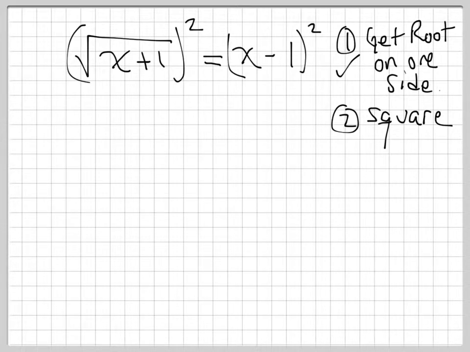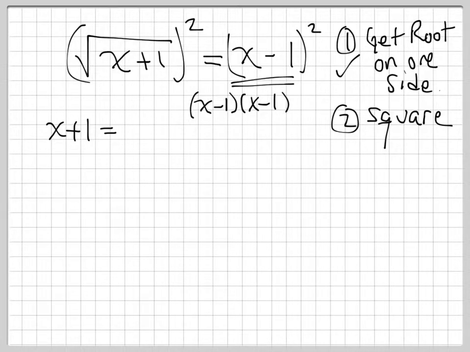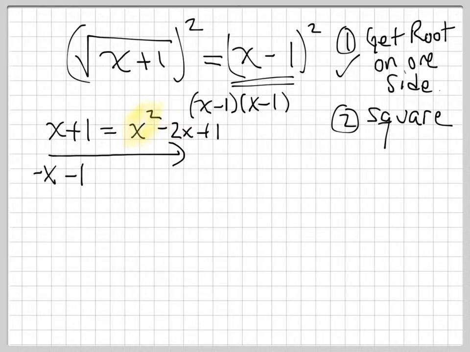When you square the left side, all you get is x plus 1. However, when you square the right side, it's really x minus 1 times x minus 1, and if you FOIL, you get x squared minus 2x plus 1. And so here's our new equation. Because we have an x squared, we're going to have to move everything to the same side, and then we're going to factor. And so to do that, we need to subtract x and subtract 1.